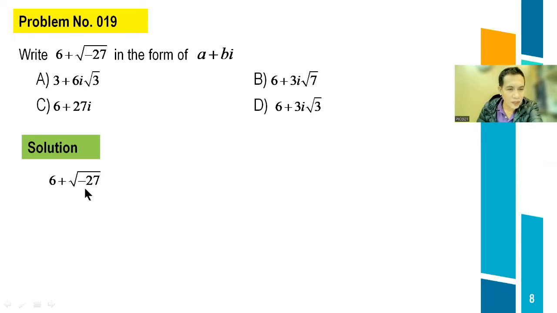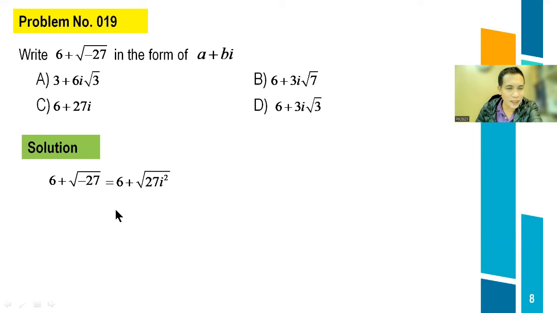we will substitute negative square root of 27 to make this positive. So we will multiply i squared to 27. We know that i squared is equal to negative 1. So that's negative 1 times 27 is equal to negative 27. So 6 plus the square root of negative 27 is equal to 6 plus the square root of 27 i squared, because i squared is equal to negative 1.